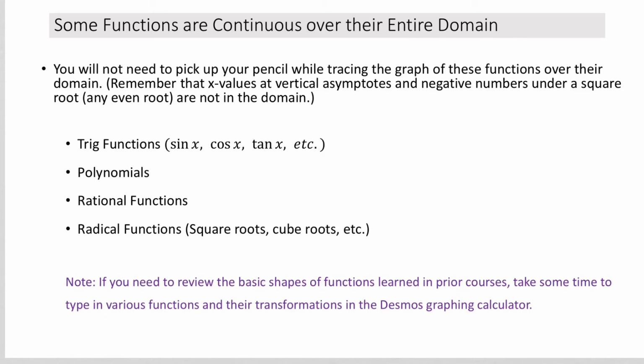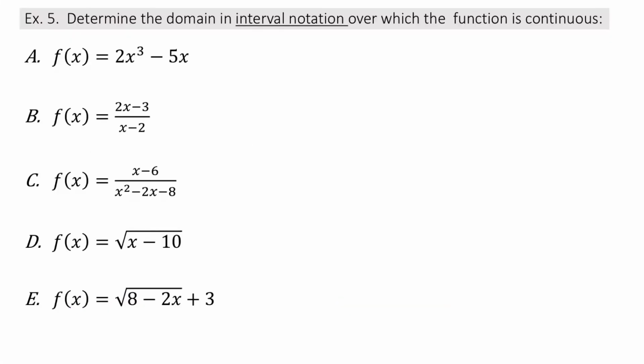So that's a prerequisite for calculus, that you have knowledge of the basic shapes of the functions we learned in Algebra 2 and pre-calculus. So let's write the domains of these functions here in interval notation over which the function is continuous. Okay, so we said that polynomials are continuous over their entire domain. So the domain of a polynomial function is all real numbers. So this polynomial is continuous over the interval negative infinity to positive infinity, which is all real numbers.